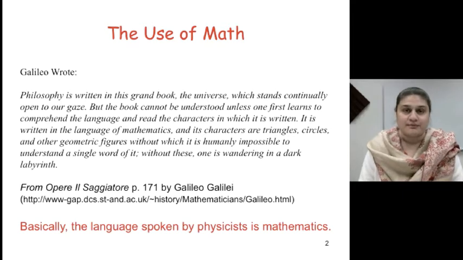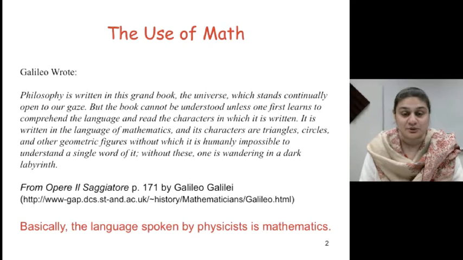The use of math. Galileo wrote, "Philosophy is written in this grand book, the universe, which stands continually open to our gaze. But the book cannot be understood unless one first learns to comprehend the language and read the characters in which it is written. It is written in the language of mathematics, and its characters are triangles, circles, and other geometric figures, without which it is humanly impossible to understand a single word of it. Without these, one is wandering in the dark labyrinth."